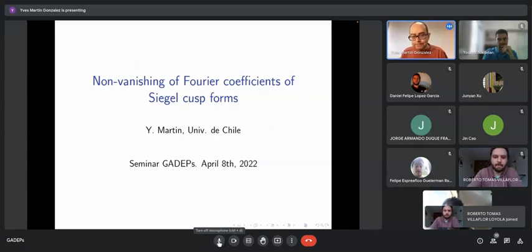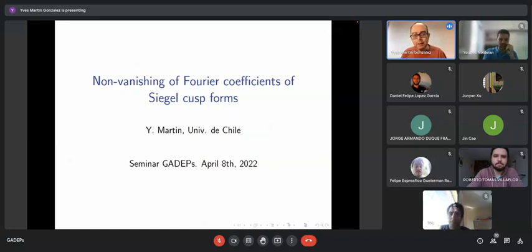Let me first introduce some notation, and then in a few more minutes you will see what the problem is and what the motivation behind this work is. Okay, so let me see. Okay, here. This work is about Siegel modular forms. So let me recall some of the basic facts and notation in this subject. We take the analog of the complex upper half plane.